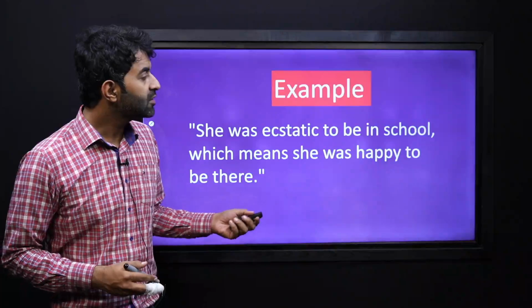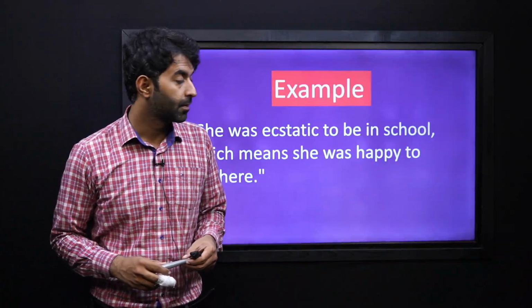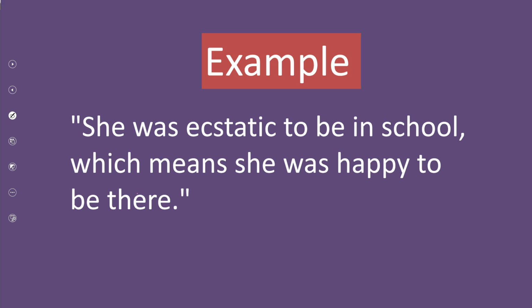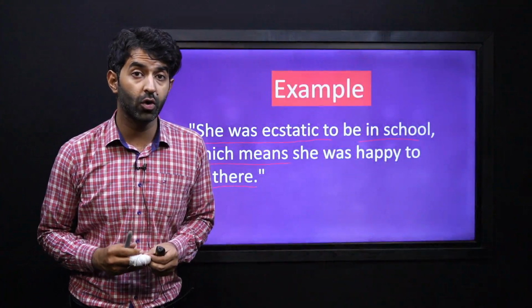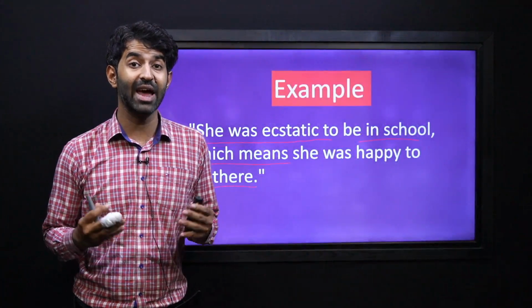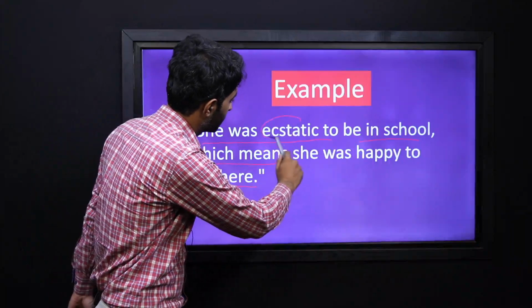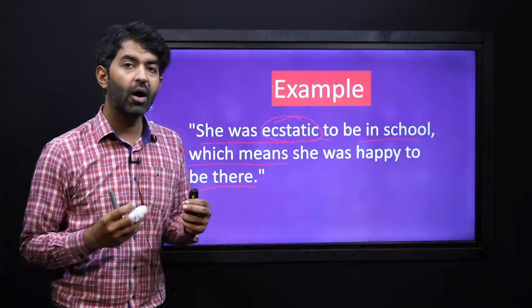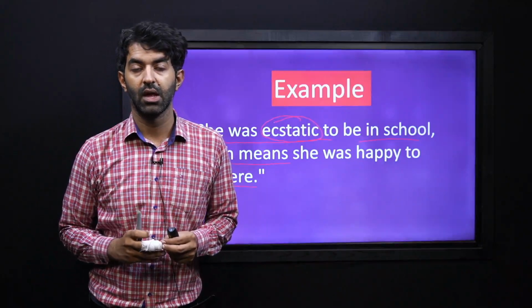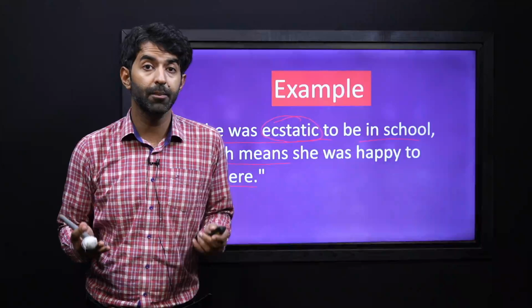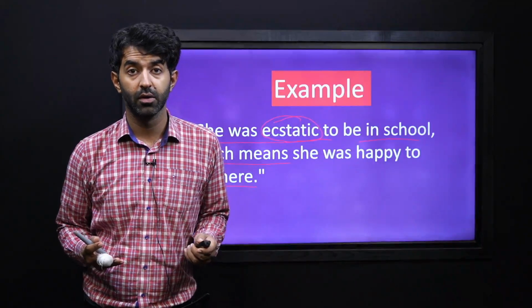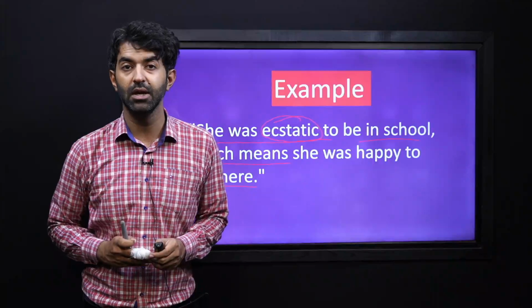Now, let's look at an example over here. It says she was ecstatic to be in school, which means she was happy to be there. Now, can you spot the difficult word? Yes, it is ecstatic. Now, how do you define this word? Assume that you may not have heard this word before. So, how do you reach the right meaning?